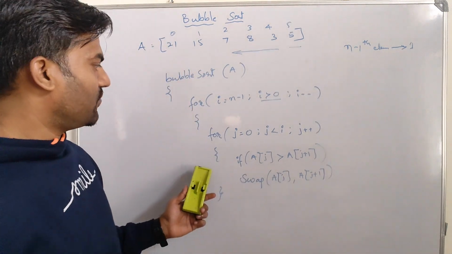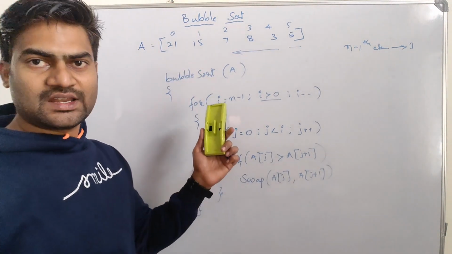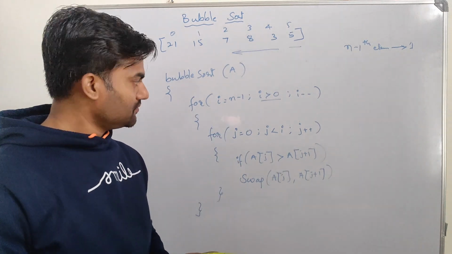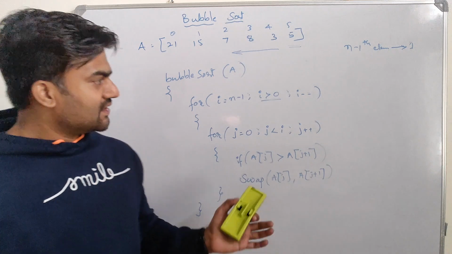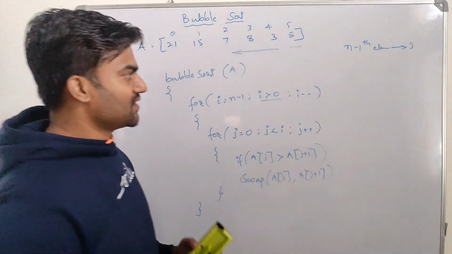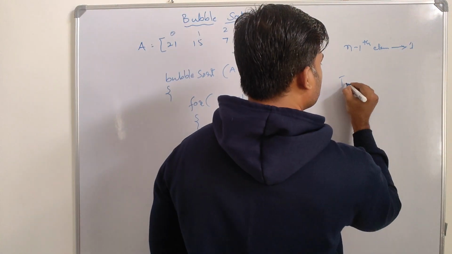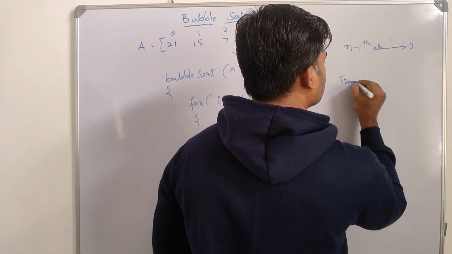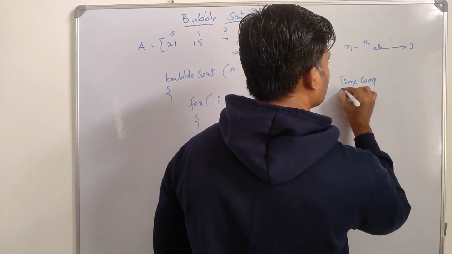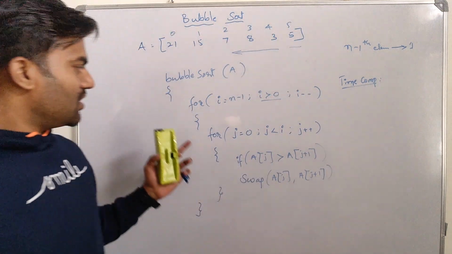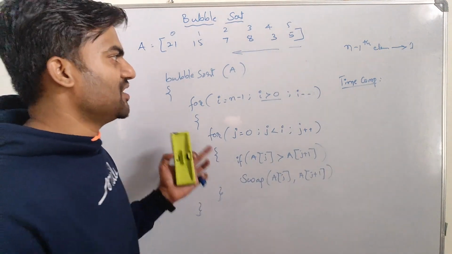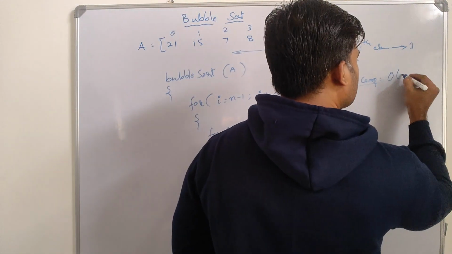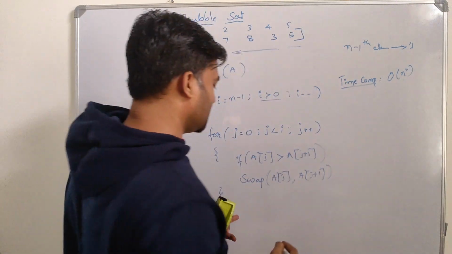So at the end of both the for loops, we get the sorted array. So let us see what the time complexity is for this one. On the naked eye, we can see that there are two for loops, so basically it is of order n square. But let us see that in action.